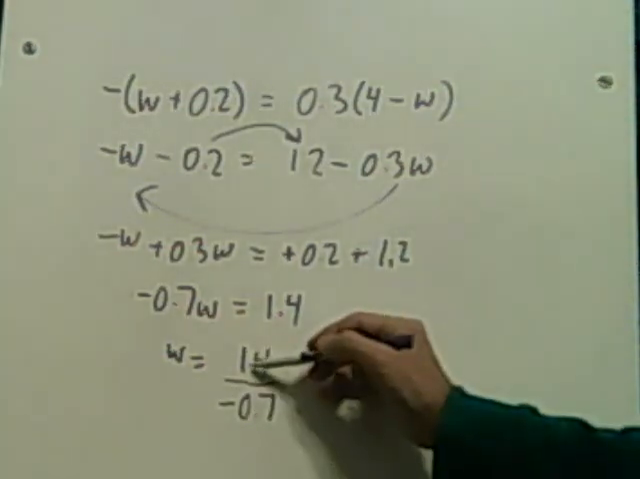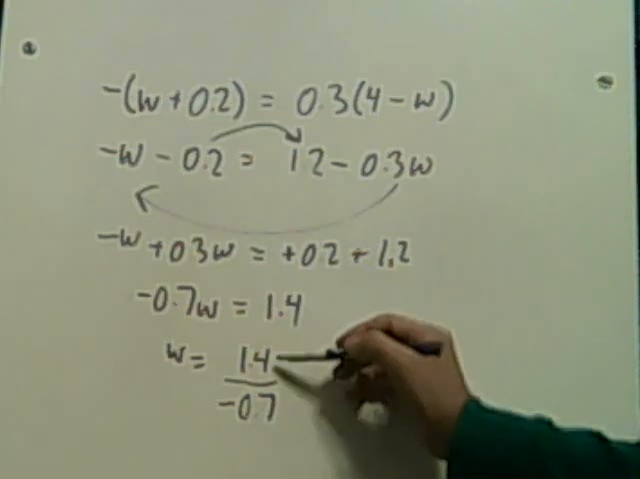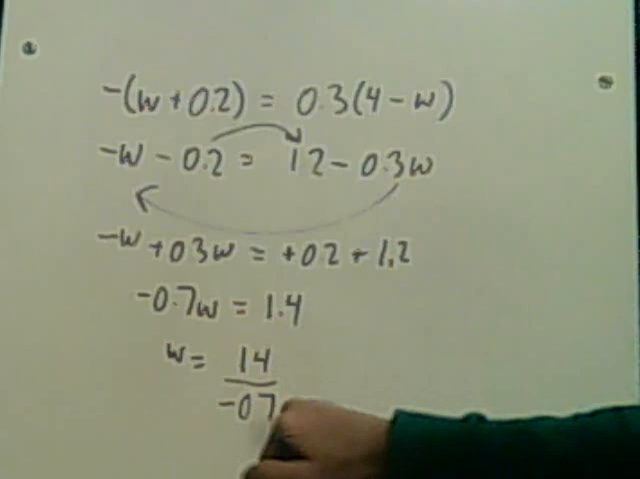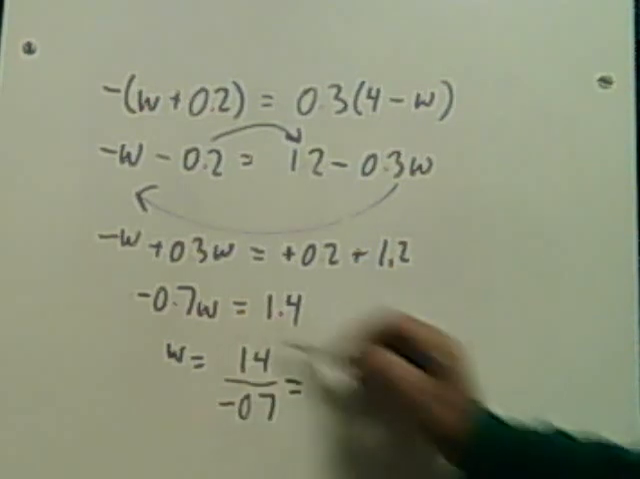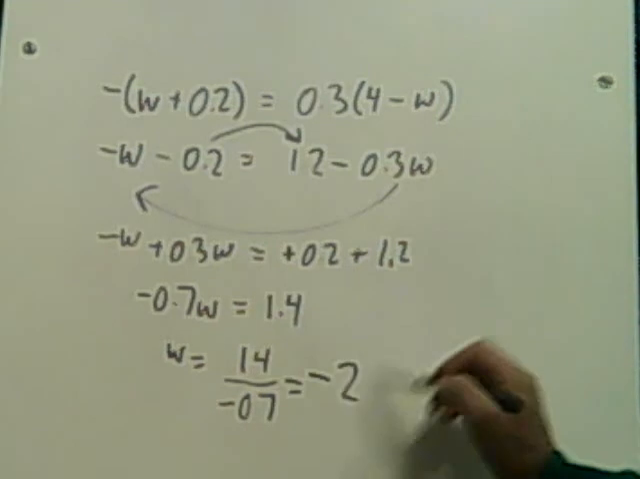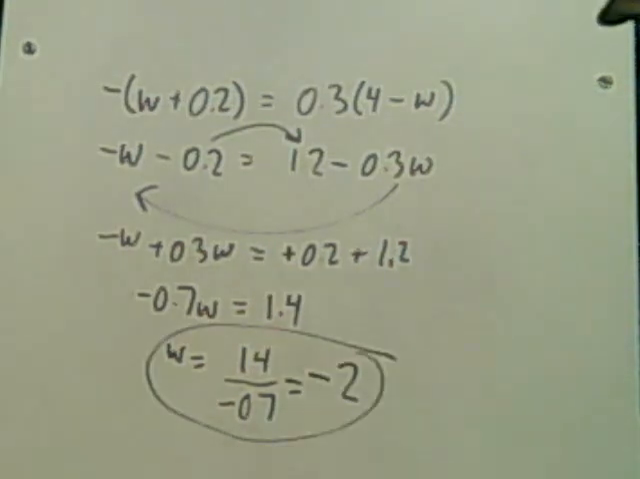And 1.4 divided by 0.7 is the exact same as 14 divided by 7. Just like before, that decimal point could be taken away. Whether the negative sign is on the bottom or the top, it's still a negative. So that's negative 2. w equals negative 2. That's the solution to this one.